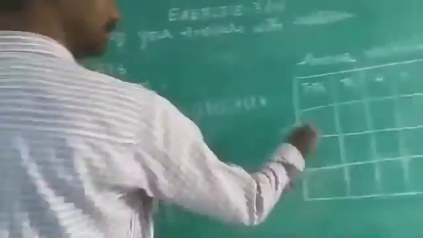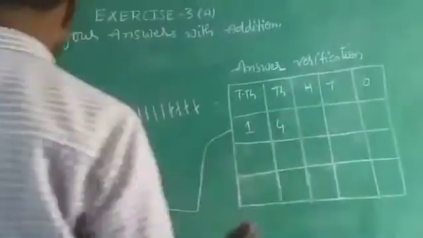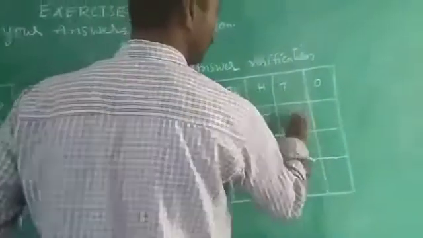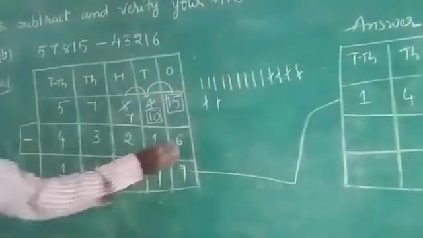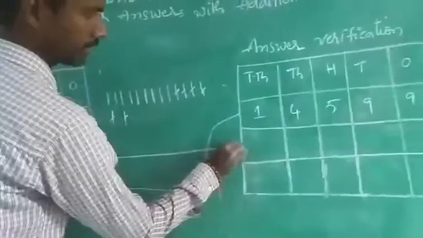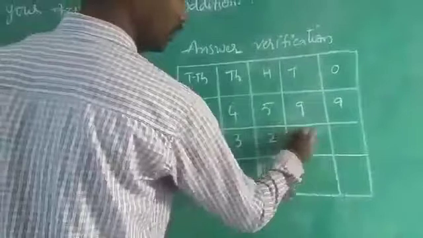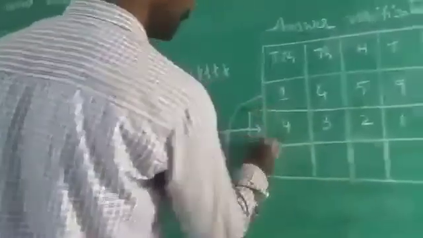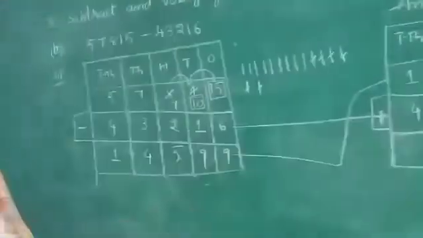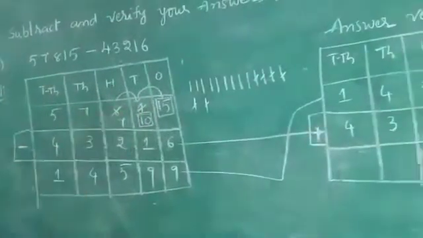So what answer did you get? 1, 4, 5, 9, 9. Then you will write it as it is in the place here. Then 4, 3, 2, 1, 6. It is addition, right? Then you need to get this answer only.